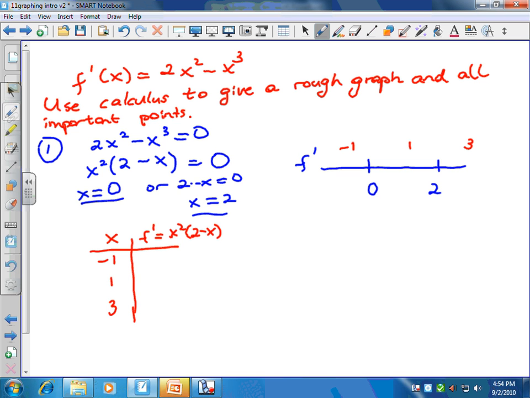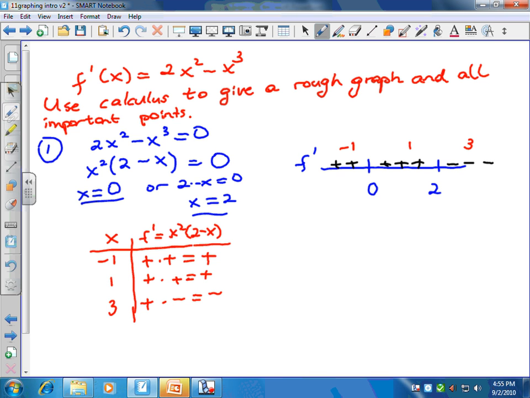Substitute them into f prime. You see, this x squared over here is always going to be positive, so no matter what you plug in, that's going to be positive. But then the 2 minus x, that's like 2 minus -1, so that's also positive. The end result is positive. So let's do this for the other numbers as well. Plug in 1. And then we plug in 3. So f prime is positive first, positive again over the second region, and negative in the last region.